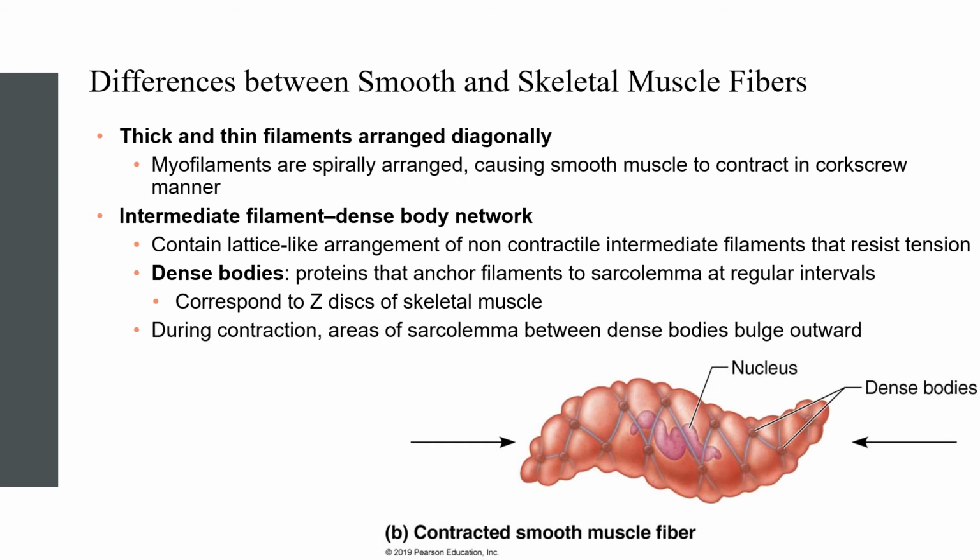Okay, when there is contraction, areas of the sarcolemma will bulge outward in this area of the lattice-like arrangement of the intermediate filament. This again is what I was explaining, where we have a fishnet stocking around the smooth muscle, and part of the muscle can bulge out of it. So it makes the muscle cell look puffy and very different than what we see in our skeletal muscle fibers.